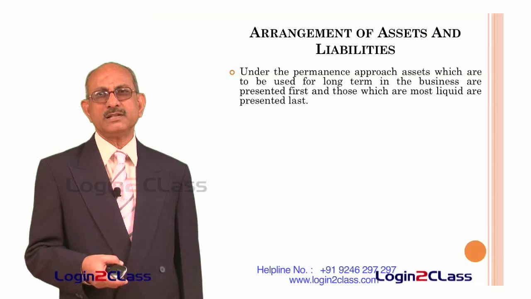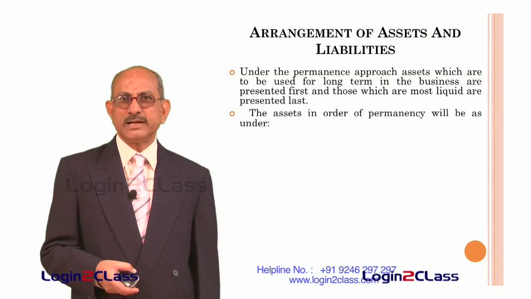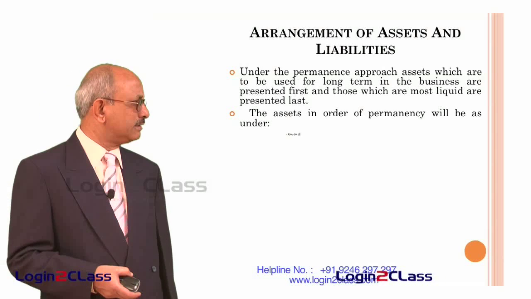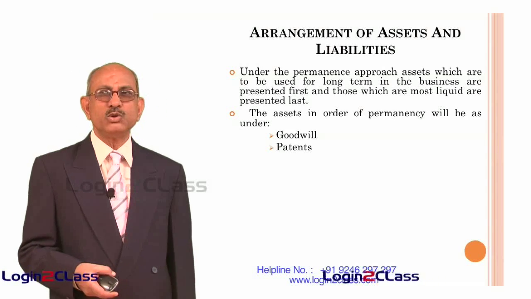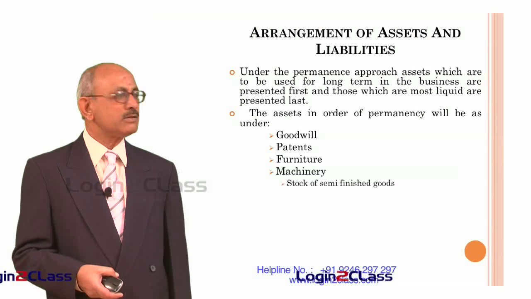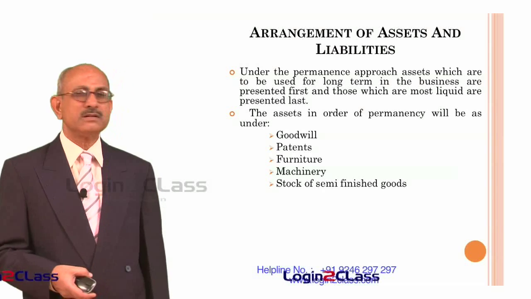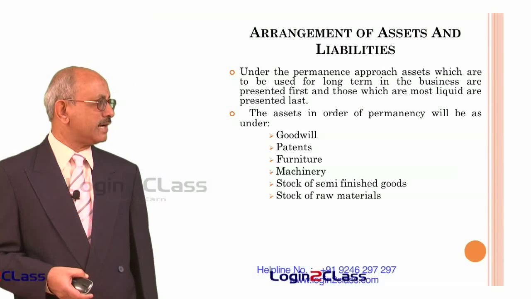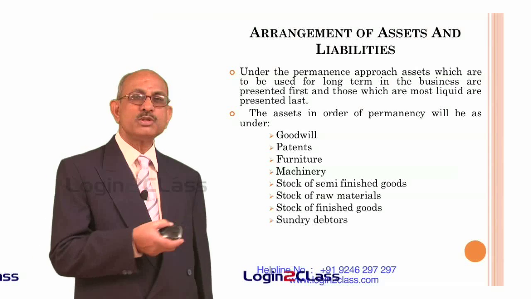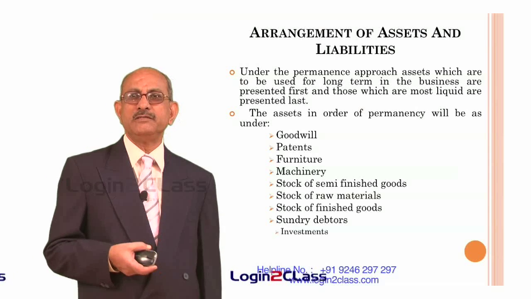So, according to that, fixed assets will be shown first, current assets will be shown last, and within fixed assets you can start the other way. Goodwill and patents will come first, followed by furniture, machinery, stock of raw materials, stock of finished goods, sundry debtors, investments, cash at bank, cash in hand. So, as you can see from here, this is exactly the opposite of what we did in the case of liquidity approach.